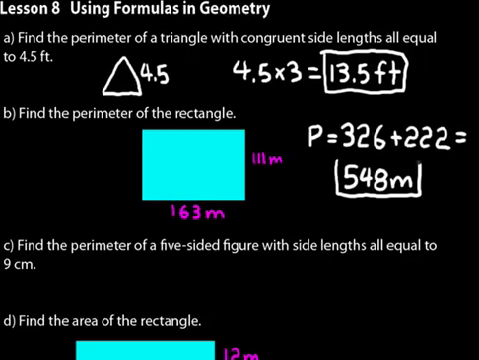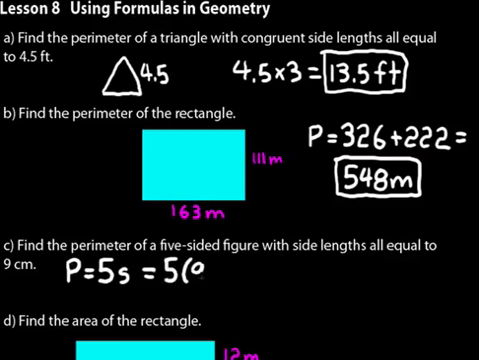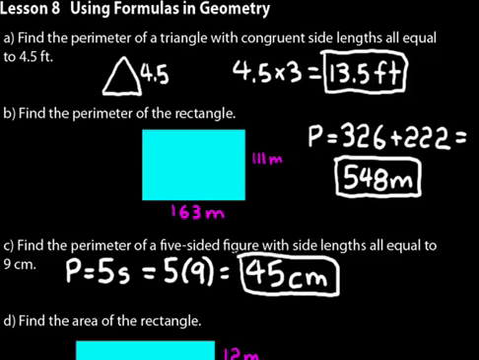Practice problem C. Find the perimeter of a 5-sided figure with side lengths all equal to 9 centimeters. So using a formula there, we just say P is equal to 5s. And so we'll just substitute in 9 for s. 5 times 9 is equal to 45. Don't forget the units, centimeters. That would be the perimeter there. 45 centimeters for that 5-sided figure.